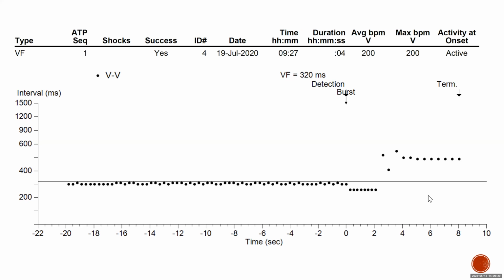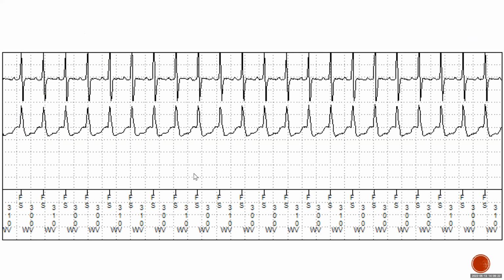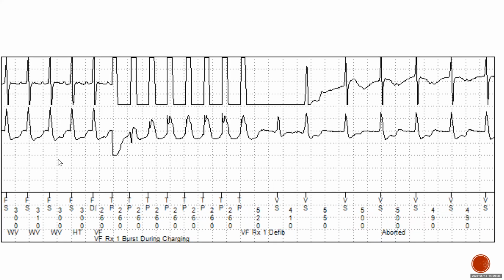And then you look at the EGMs themselves. This is how the device is seeing them. These are similar to QRSs on ECG, but they're not QRSs because these are from the lead itself, from within the heart. And the benefit of this is you see the morphology. So this is the tachycardia. This is ATP, pacing faster. This is when it terminated.